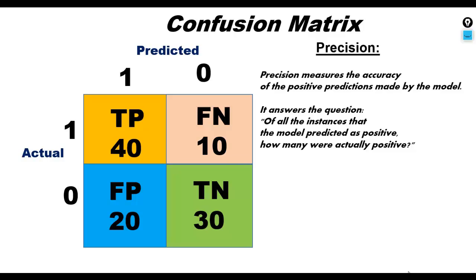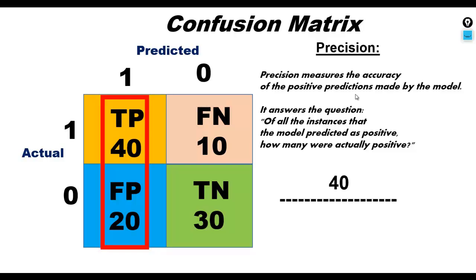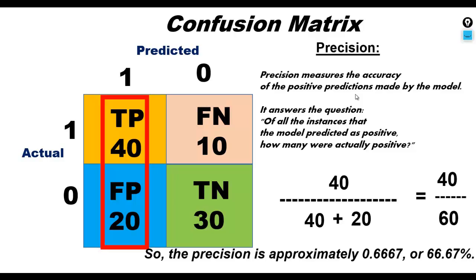Now let's calculate precision for positive class, this one. So you can see here, out of all the predicted instances for the class, how many instances are correctly predicted. So these instances are correctly predicted, 40. So we can calculate precision like this: 40 divided by all the predicted instances, 40 plus 20. So which is 40 divided by 60. So the precision is approximately 0.66, means around 66%.